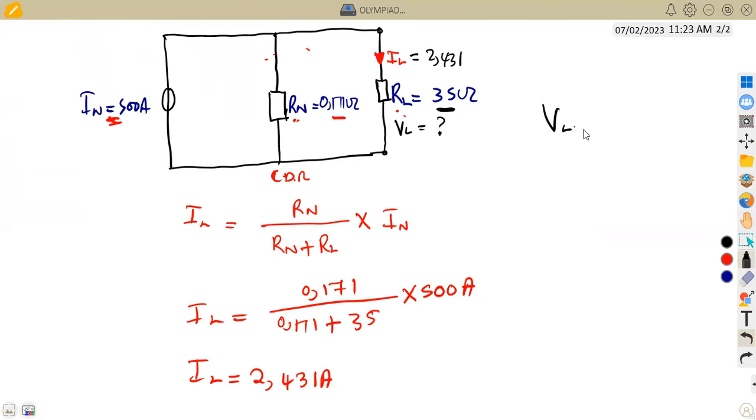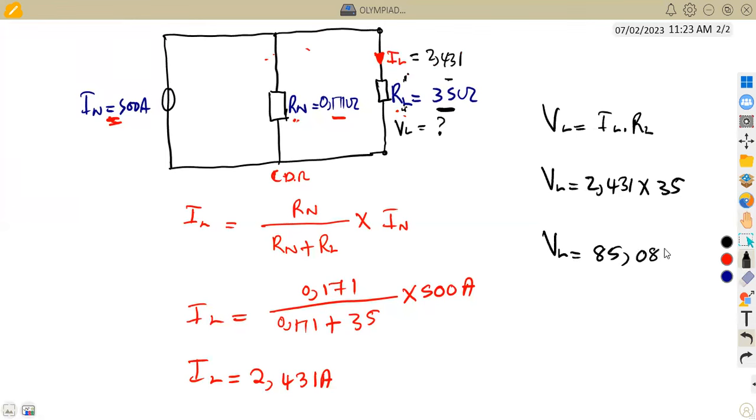So we can calculate this voltage from current and resistance, like I said before. So that is going to be the product of the load current times the load resistance. So that means our VL, the load current of 2.431 amps times the load resistance of 35 ohms, is going to give us VL. So in this case, we are going to obtain something like 85.085. So that's 85.085 volts. So this is how we can apply our Norton's theorem in this case to calculate the voltage.